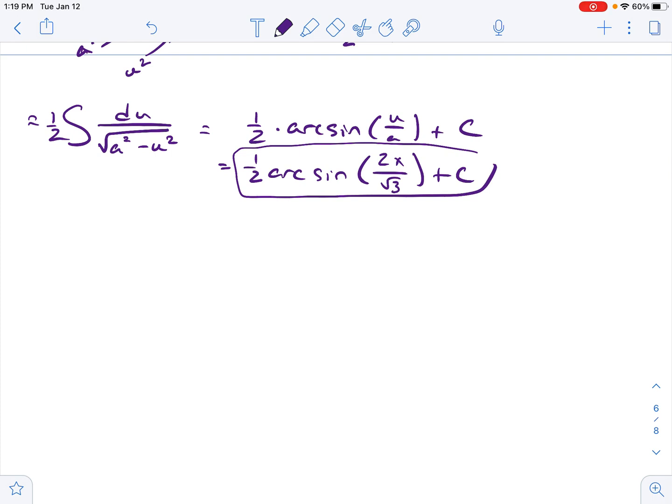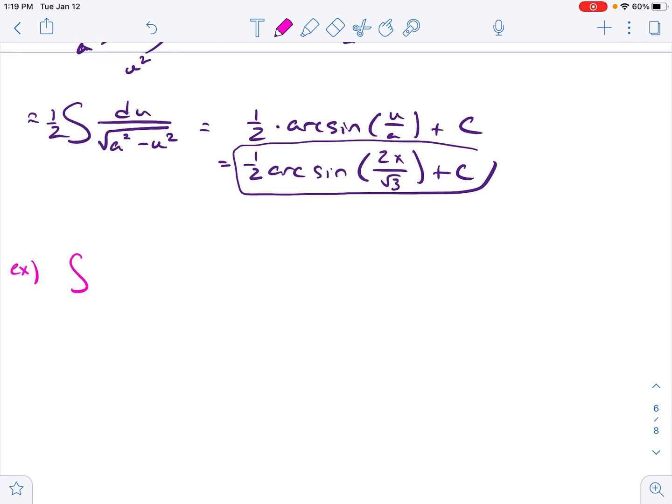Okay, and now a few more that are going to require kind of a fancier u sub, okay? So here we go. And pause, rewind, reach out with questions if you have them. Okay, so we have the integral of x over quantity x to the fourth plus 25 dx.